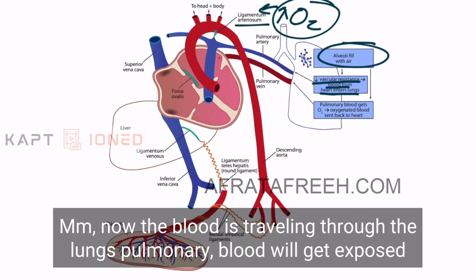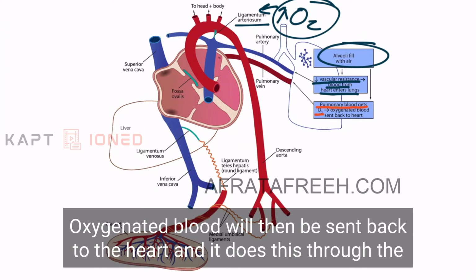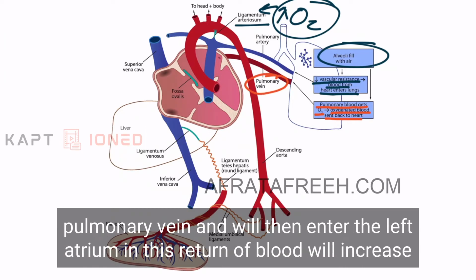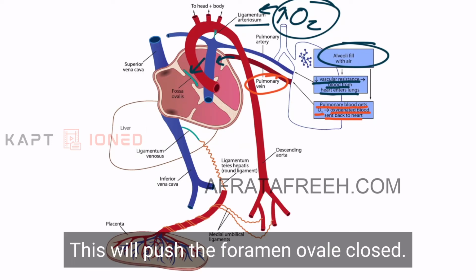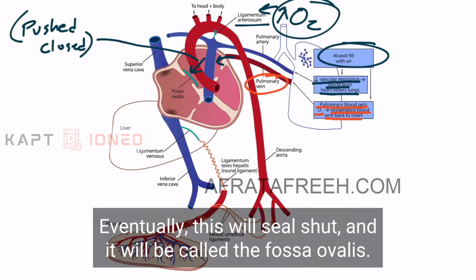Now that blood is traveling through the lungs, pulmonary blood will get exposed to oxygen. This oxygenated blood will then be sent back to the heart through the pulmonary vein, and it will then enter the left atrium. And this return of blood will increase the volume and pressure of the left atrium, and this will push the foramen ovale closed. Eventually, this will seal shut, and it will be called the fossa ovalis.